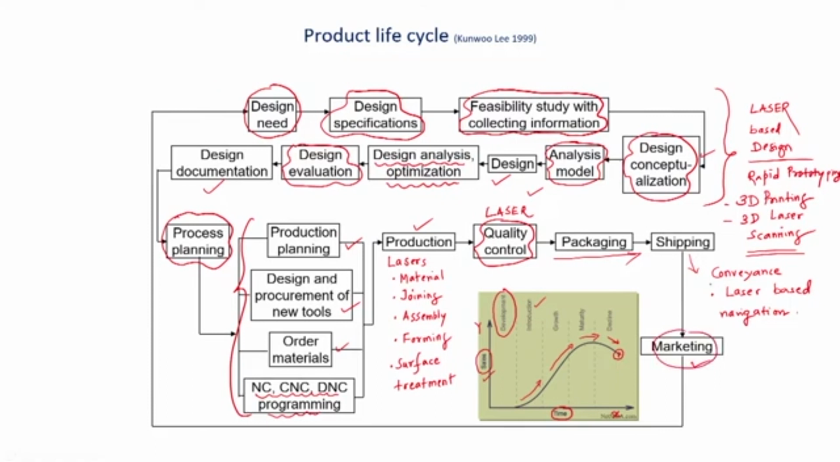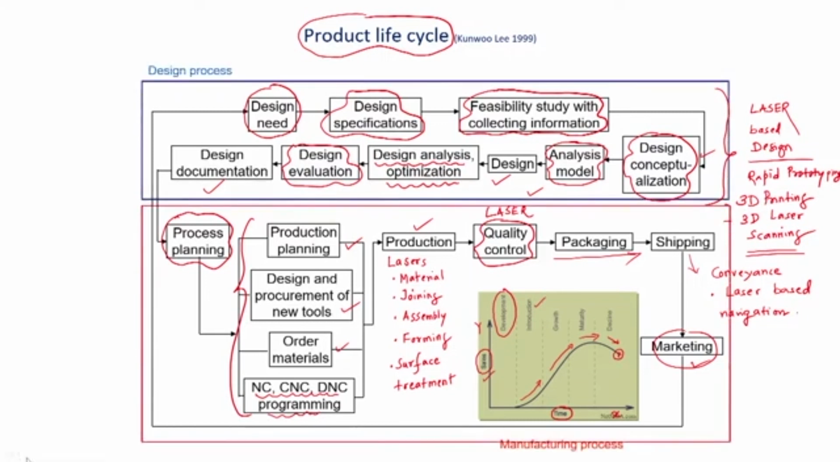When the product is coming into the market, the sales and marketing team will interact with the customers, they will get the feedback, and that feedback will be given to the design team. So, all these activities are getting done in a circular manner, in a cyclic way. So, that is why it is called the product life cycle, which is starting from the design need and ending at the design need itself.